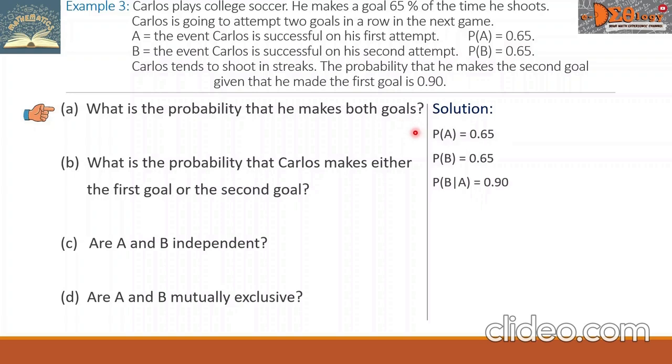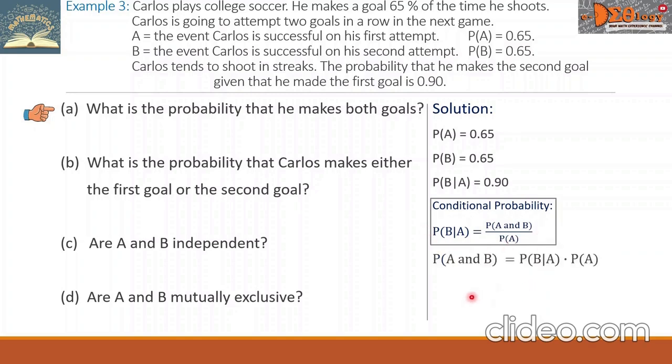First, let us write the given. The P of A, 0.65. P of B is 0.65. This is the conditional probability. P of B given A, that is 0.90. To solve letter A, we need to use conditional probability. Our formula is P of B given A equals P of A and B all over P of A.